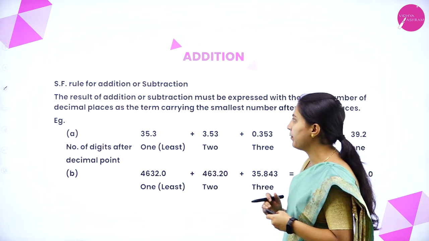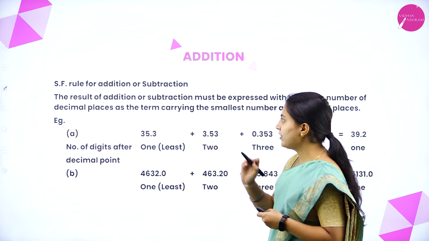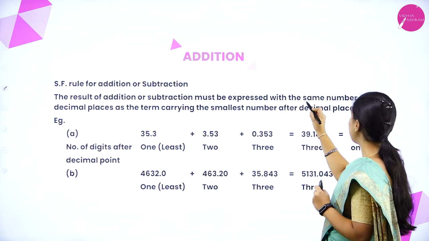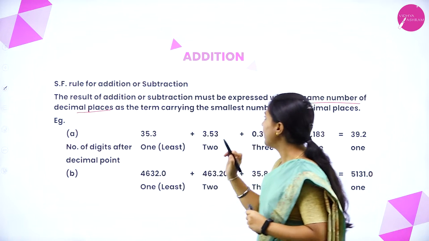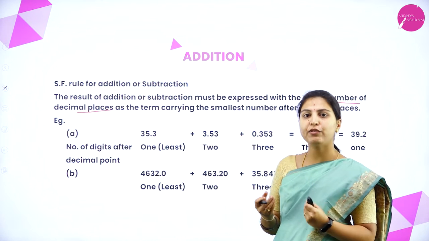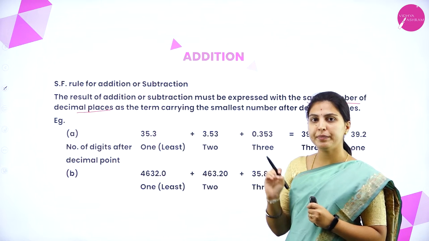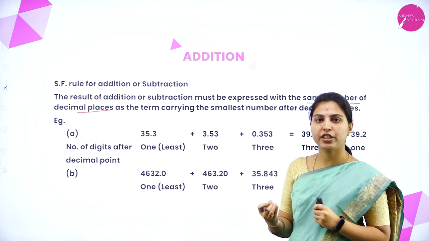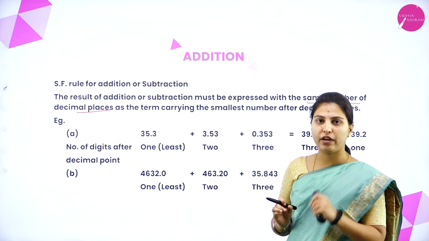We'll see addition. The scientific rule for addition or subtraction is that the result of addition or subtraction must be expressed with the same number of decimal places as the term carrying the smallest number of decimal places. I have told how the question is present. Like that, your decimal point should be present. If you are having 2 to 3 multiplication points, 2 to 3 addition points, whichever has the smallest number of digits after the decimal, that place you have to consider.